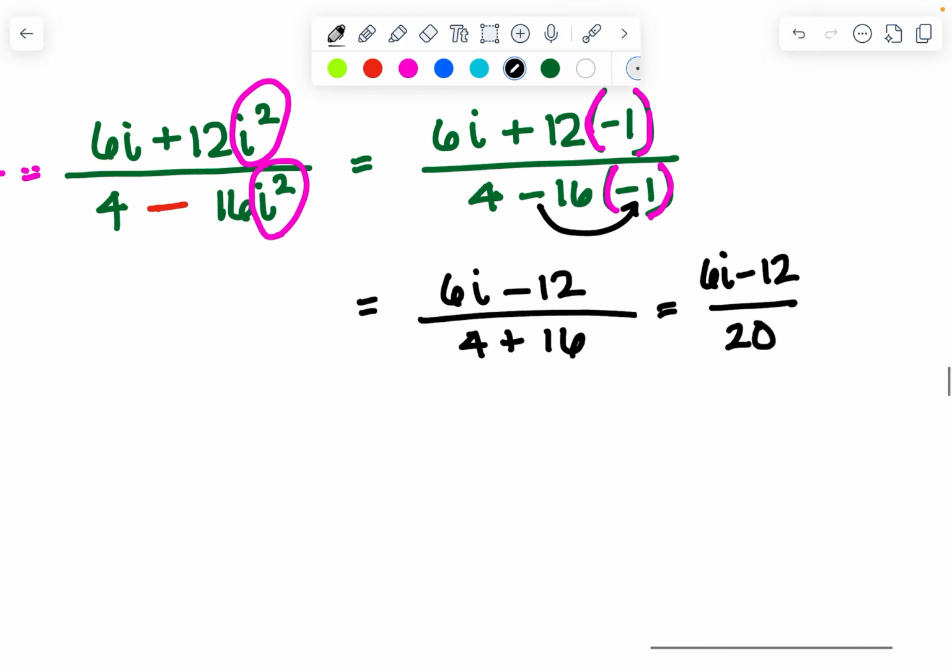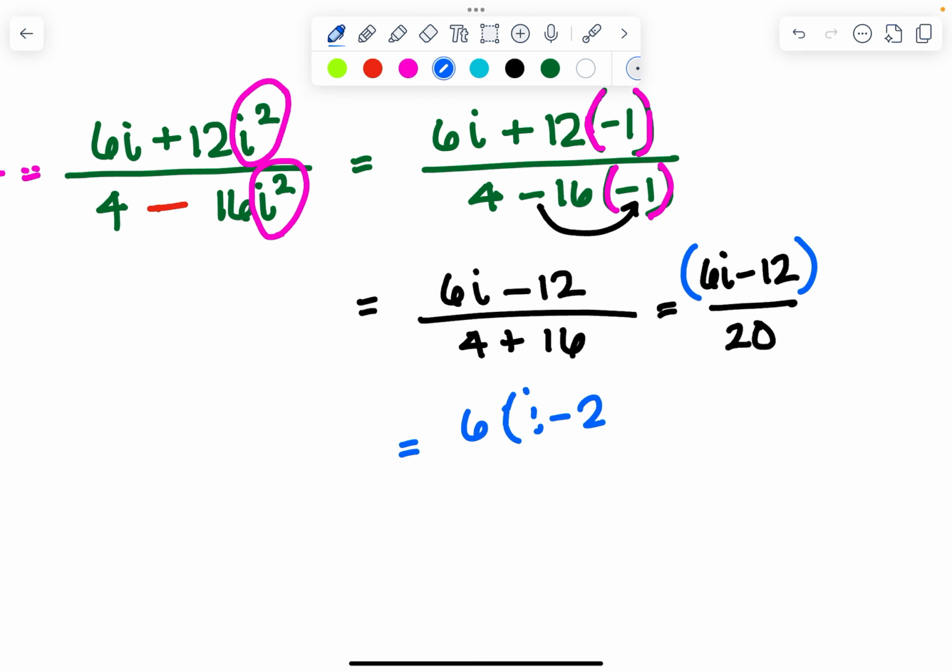But we can't leave our answer like that. Let's go ahead and factor the numerator. Choose a different color. Let's choose blue. If I factor out the GCF from the numerator, I get 6 times i minus 2 all over 20. Now I can reduce my fraction here by 2. I would get a 3 and a 10.